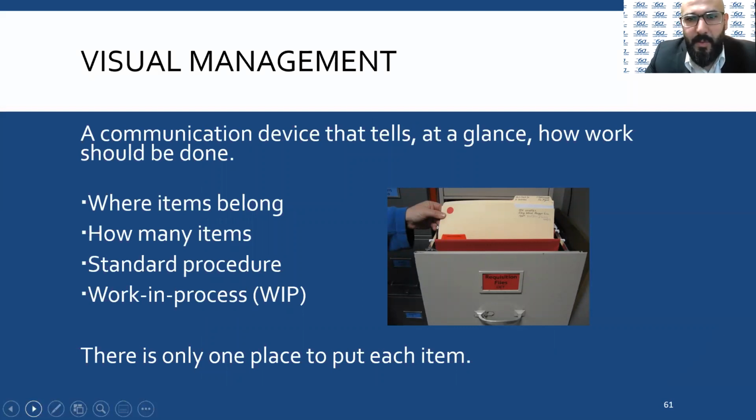Another way of doing lean is using visual management. This will give you communication right away, at a glance, of where things should be. You could use red, green, yellow to identify where items belong and how many items are left. You could do a standardized process or procedure, and see work-in-progress items.